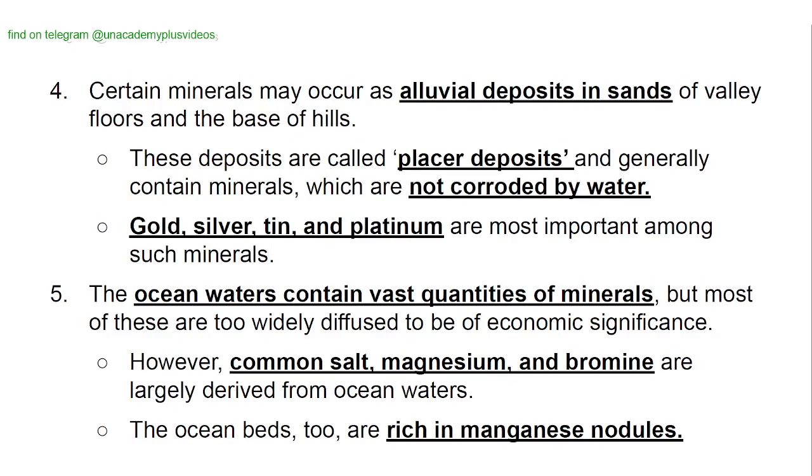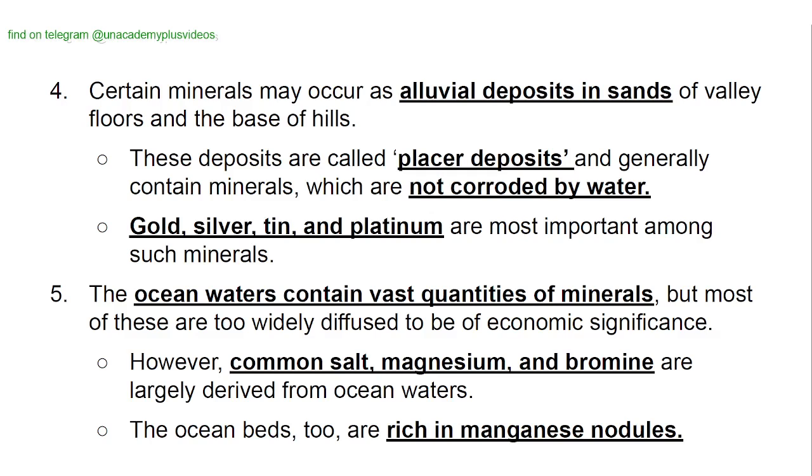Certain minerals may occur as alluvial deposits in sands of valley floors and in the base of hills. These deposits are called placer deposits and generally contain minerals which are not corroded by water. Gold, silver, tin, and platinum are the most important among such minerals, which occur as alluvial deposits in sands of valley floors and the base of hills.